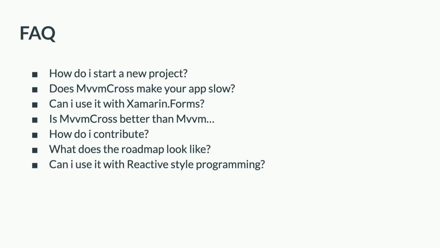For example, the linker. If you know the linker, it will strip out any code that you don't use in your app, and it won't bloat your app size then. So MvvmCross doesn't make it slower, doesn't make it bigger. It's just the same as any other MVVM framework. And of course, you can use it with Xamarin.Forms. It has special helpers and everything for it. So go ahead, give it a try, and you'll see.